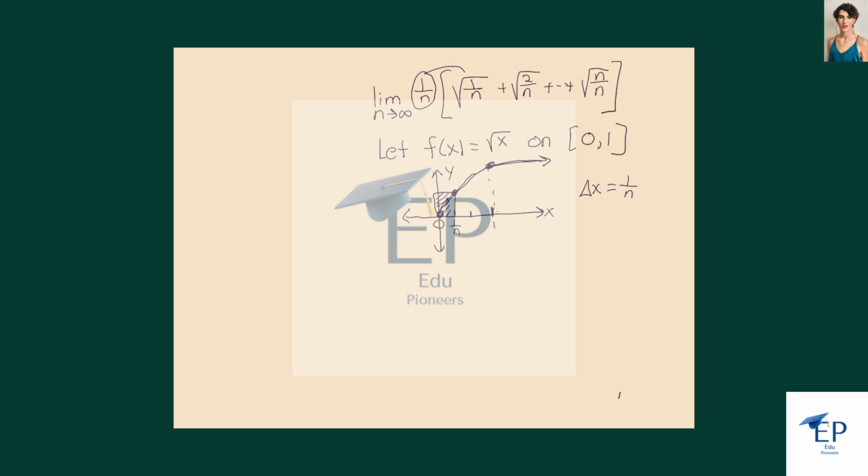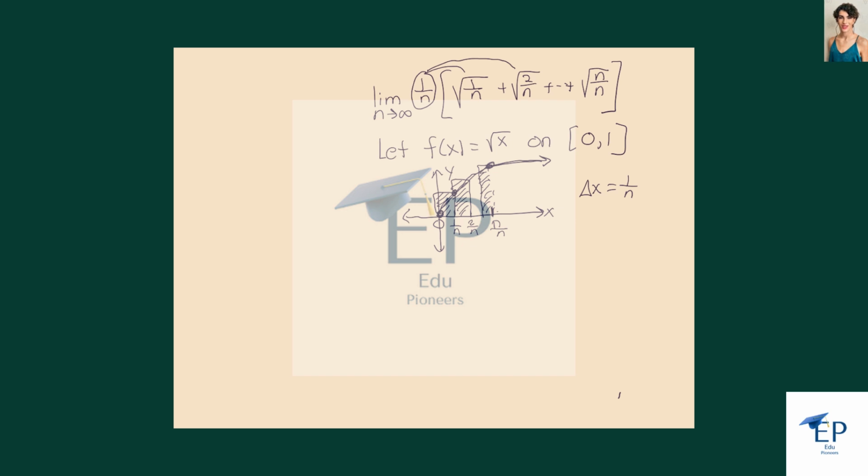And if I go out to 2 over n, and I'm going to use that right endpoint to build a rectangle, and I look at the area of the second rectangle, that's 1 over n times the square root of 2 over n. And I keep going until I get to n over n, which is the same as 1, right? I'm looking at the area of this rectangle, and that's 1 over n times the square root of n over n.